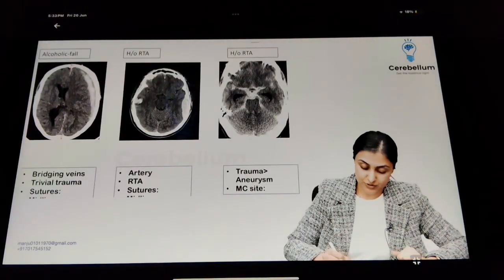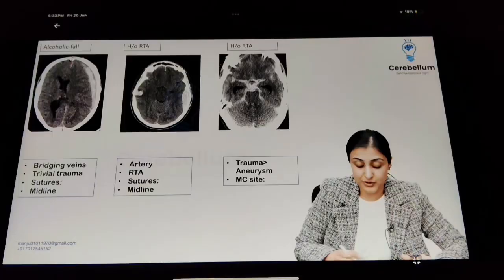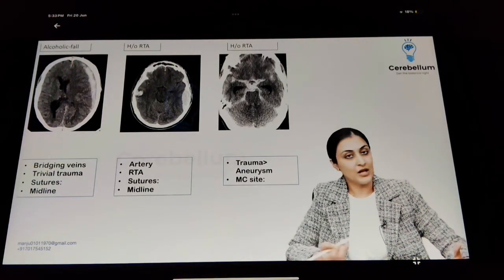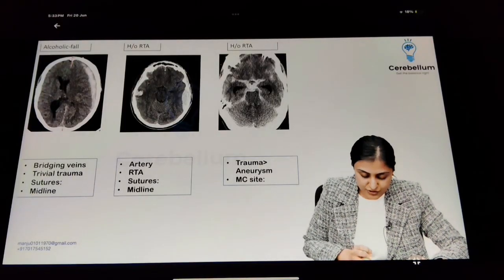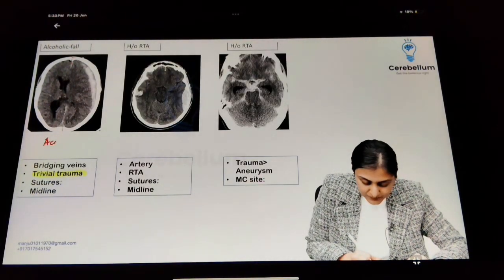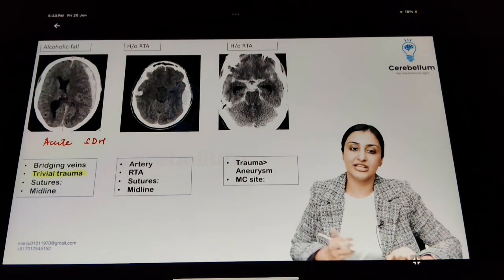So look at the first three images here. You can see that there is a crescent or a banana, whatever it is. So there is a crescent-shaped hematoma. Here you will have history of some sort of trivial trauma, like an alcoholic who's taken a fall, or an old person who's fallen in the bathroom. So basically some sort of trivial trauma shall be mentioned, because this is acute subdural hemorrhage. Remember, SDH, subdural hemorrhage, is a venous injury. It's a bridging vein injury because of trivial trauma.